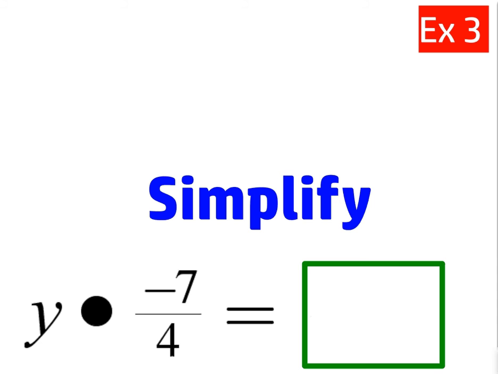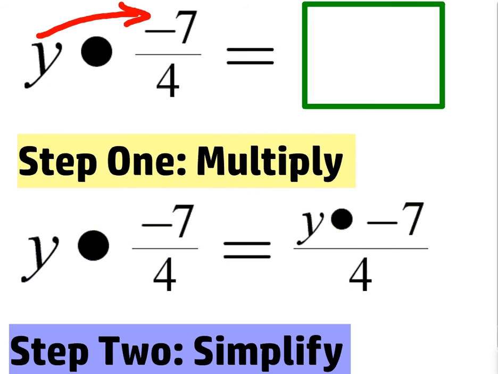Okay, so again, multiply and simplify. Let's look at some more examples. How about y times -7/4? Well, by now you should be able to see that what you're doing is multiplying the whole number by the numerator. So now we're going to have y times negative 7.